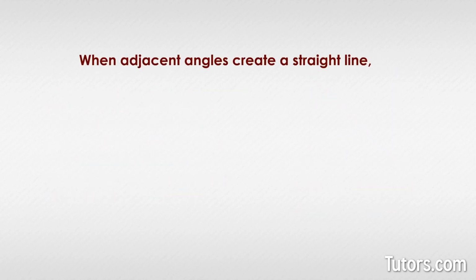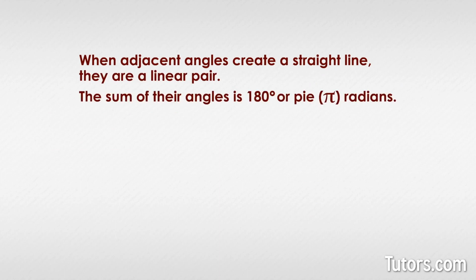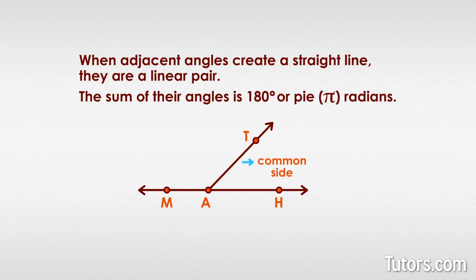When adjacent angles create a straight line, they are a linear pair. The sum of their angles is 180 degrees, or pi radians. Here is a linear pair. You can see that ray AT is the common side, and angle A is the common vertex.